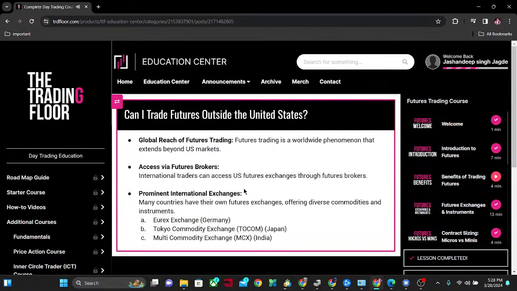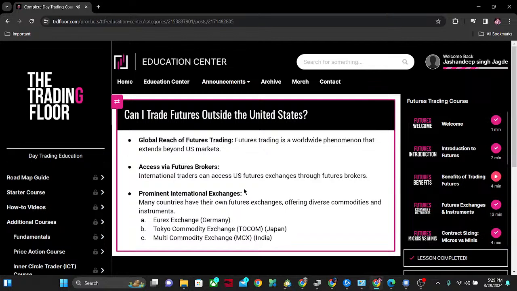So, hearing some of these benefits, you may be wondering, can I trade futures outside the United States? Absolutely. While the focus of this course is primarily on the U.S. futures market, futures trading is a global phenomenon. Futures brokers support international traders, providing access to the U.S.